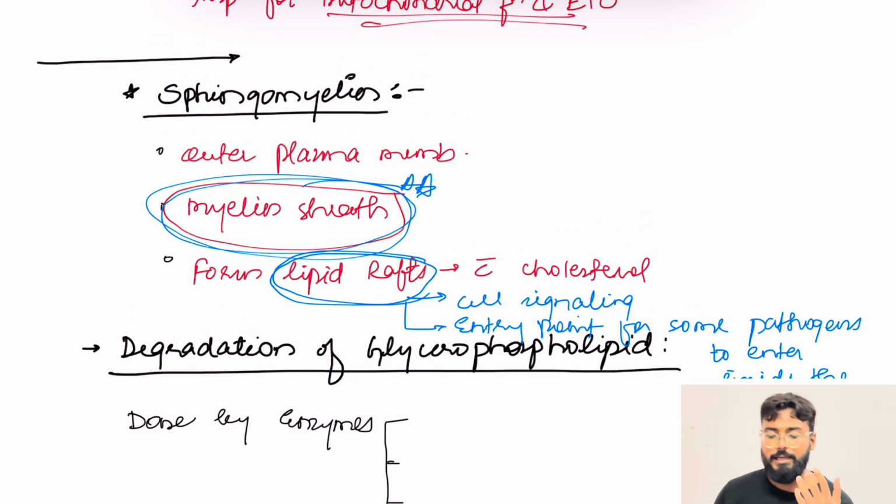So sphingomyelin, the main function that you need to remember, is that it is responsible for forming the myelin sheath, and it also forms lipid rafts that are responsible for cell signaling and entry of certain pathogens.